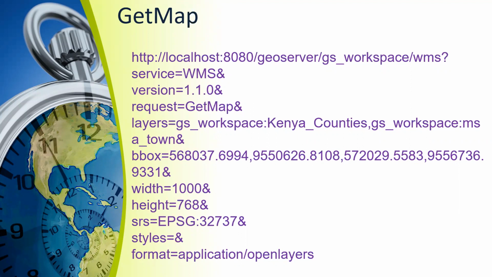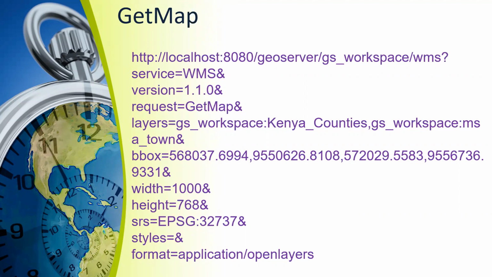So these coordinates, you can actually tell the coordinate system from the bounding box. Not in all cases, but in this case, because you are displaying the Kenya counties, if you look at the layers up there, GS workspace Kenya counties, GS workspace, say town. So we have the bounding box. These values represent eastings and northings, and eastings and northings are represented in meters. So that is the bounding box.